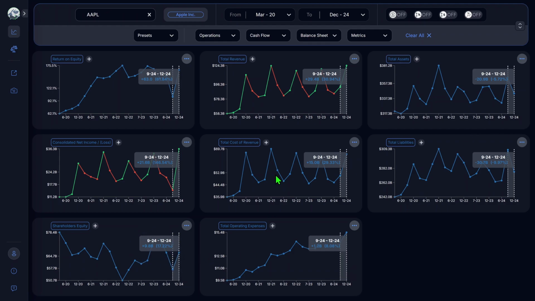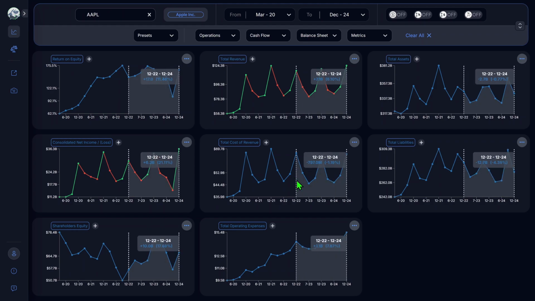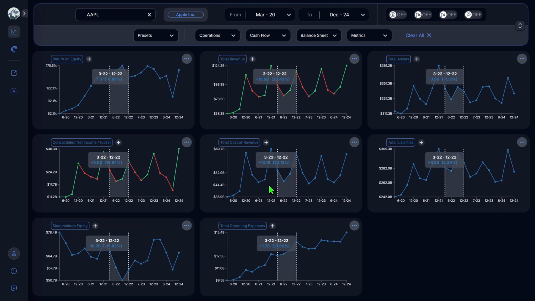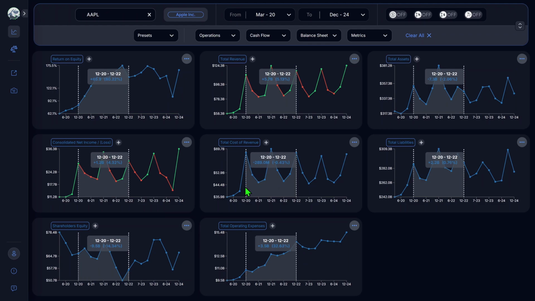The ability to easily see beyond the numbers and to gain insights into what actually moves financial metrics is crucial when you evaluate a company's performance.